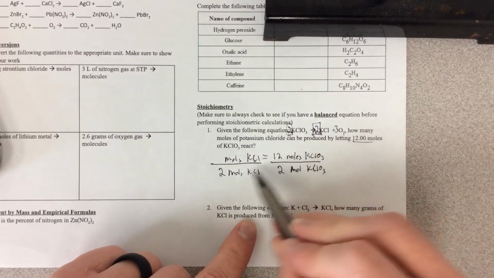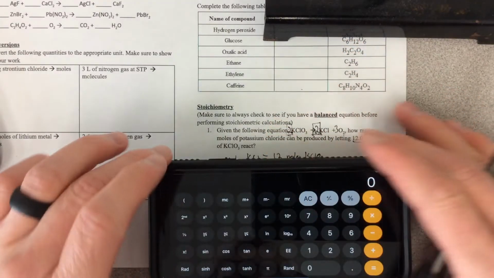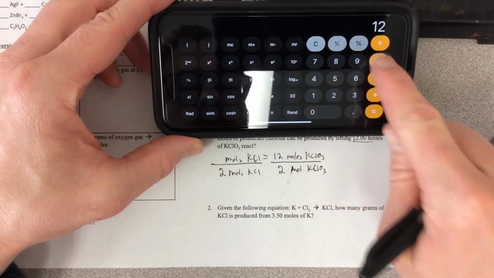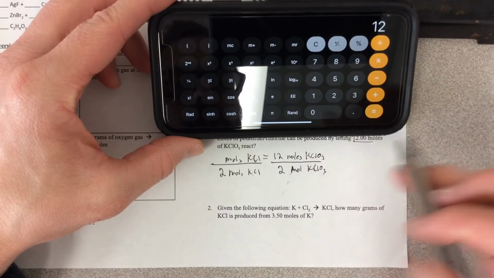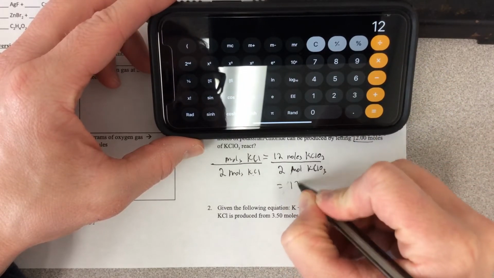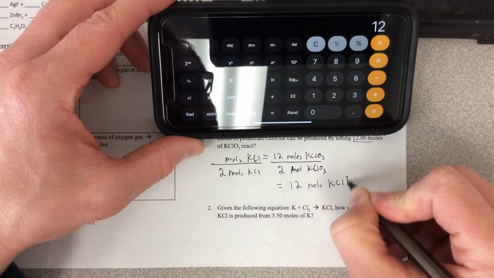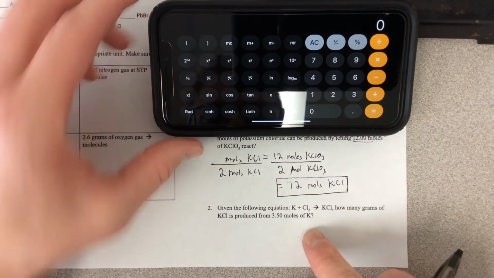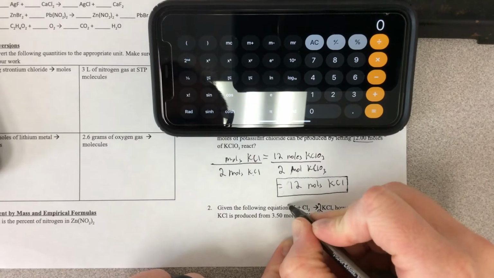The only thing left to do is cross multiply and divide. So in my calculator, what I would do is type in 12 times 2 divided by 2, which would give me an answer of 12 moles KCl, and that would be my final answer. Okay. Now looking here at the next question, number 2, we're going to balance our equation.